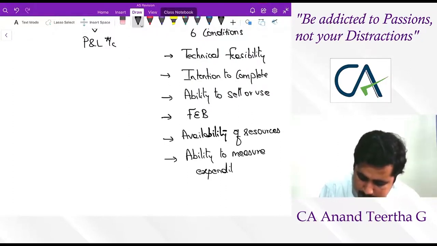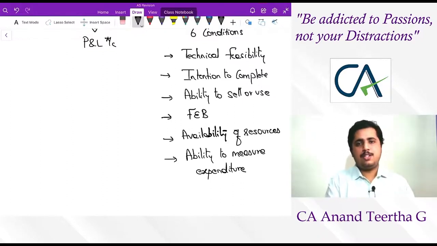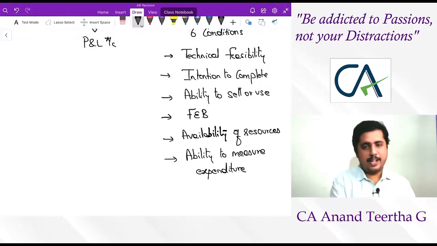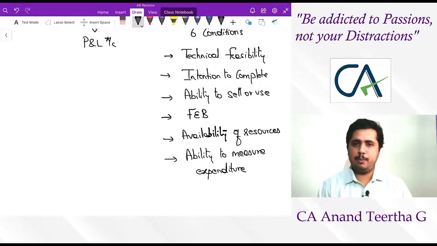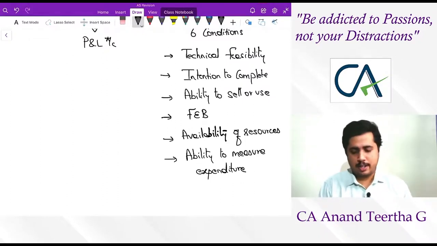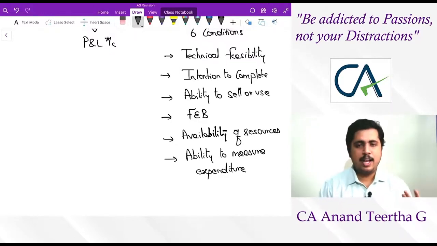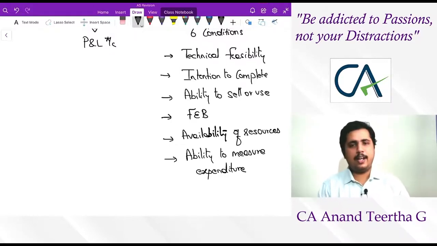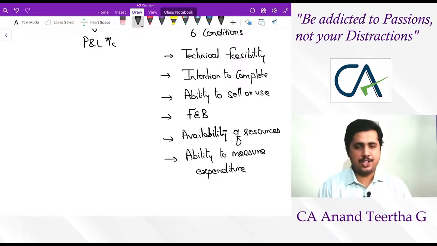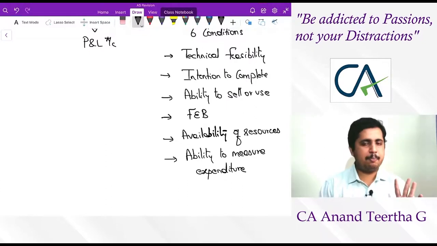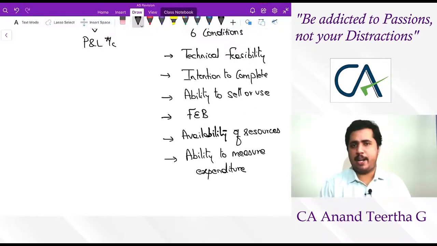These are the 6 conditions. So there has to be technical feasibility, there has to be intention to complete the asset, then it should be able to be sold or used, then there has to be future economic benefit, availability of resources, and ability to measure expenditure. If these 6 conditions are satisfied, then intangible asset development phase is allowed to be capitalized. Otherwise, P&L. Research always P&L.